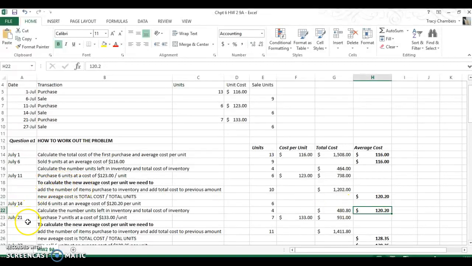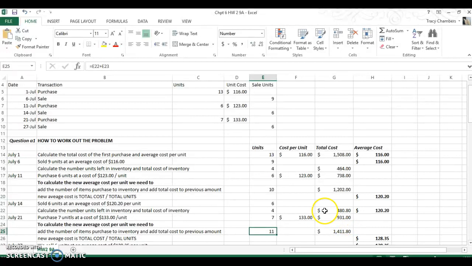On July 21st, we purchased 7 units at a cost of $133 per unit. 7 units, $133 per unit, gives us a total cost of $931. We once again have to figure out how many items we have in inventory, and we have to figure out our new total cost. So to figure out how many items we have in inventory, we take the 4 that we had left, we add the 7 that we've purchased, which gives us a new total of 11.